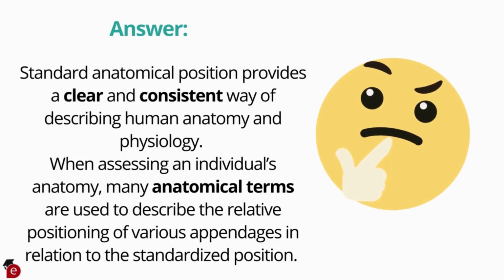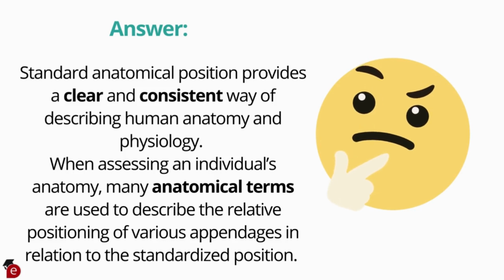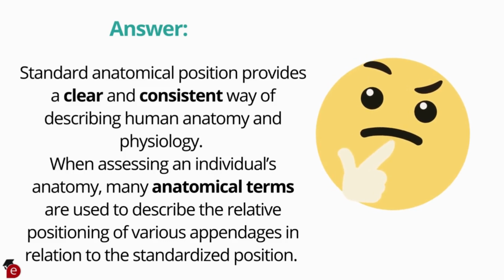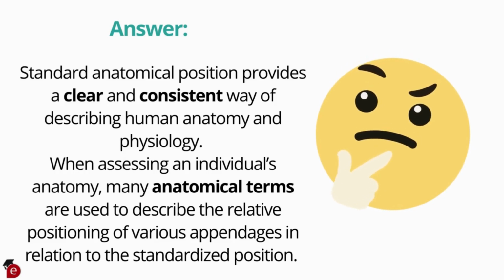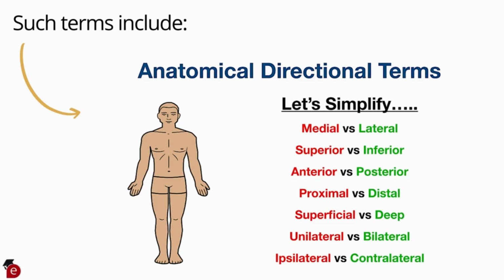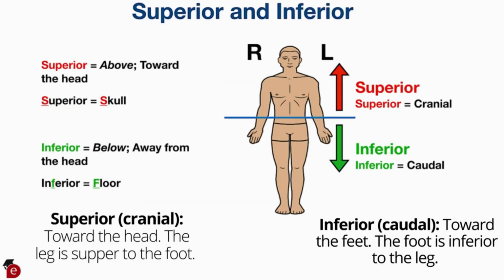So it is always good to have one common position whenever describing various terminologies or terms with regards to direction of the human body. We have such terms as medial and lateral, superior and inferior, anterior and posterior, among many others. I'm going to discuss just a few of these for your enlightenment. We are going to start with superior and inferior.